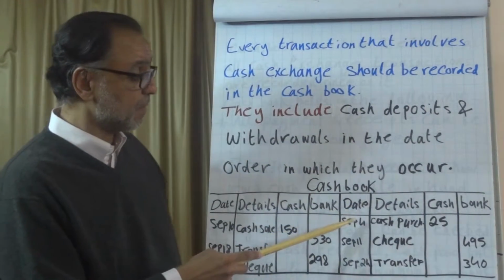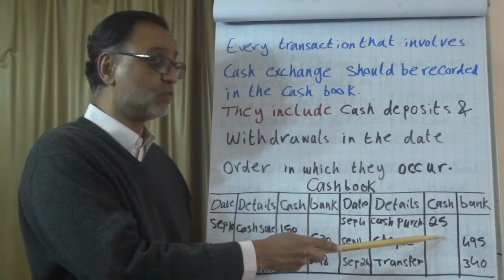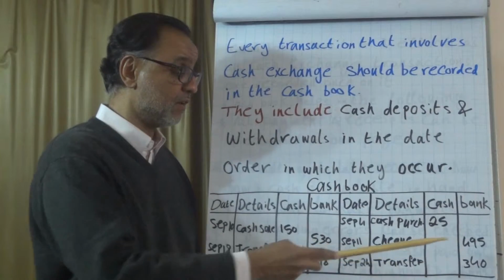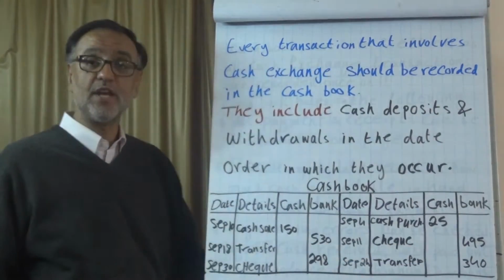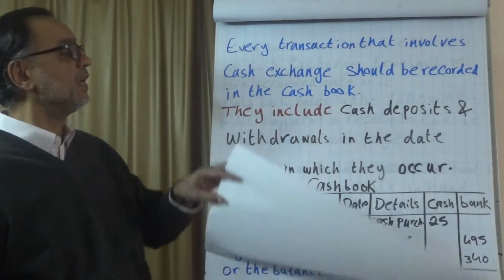Payments. The first payment is on September 4th, and it's a cash purchase. We paid $25, and we issued a check of $495, and we did a transfer of $340. This is a very raw example, just to familiarize you with the cash book.